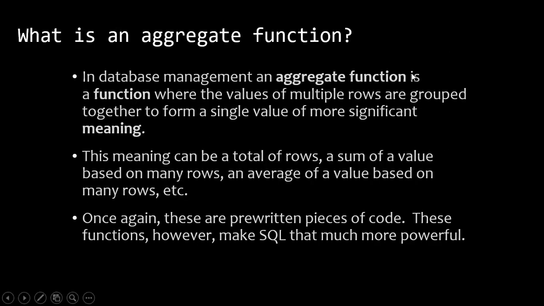All right? So an aggregate function is just that. Once again, a function pre-written in SQL where the values of multiple rows are grouped together to form a single value of more significant meaning. So in this case, it's going to take a bunch of rows in your result set and compute them all. So if we want to add something up or count the records or average them or figure out the min and the max, basically what we're going to be covering here today, that's what it will do. It will just return that actual number back to us. It's very powerful, and it makes our SQL that much more powerful. Once again, they're pre-written pieces of code, very powerful.